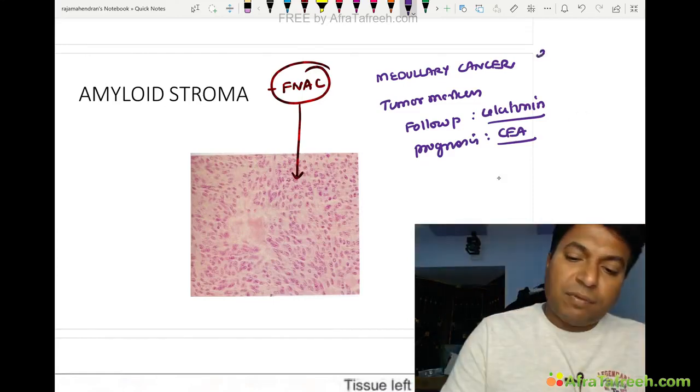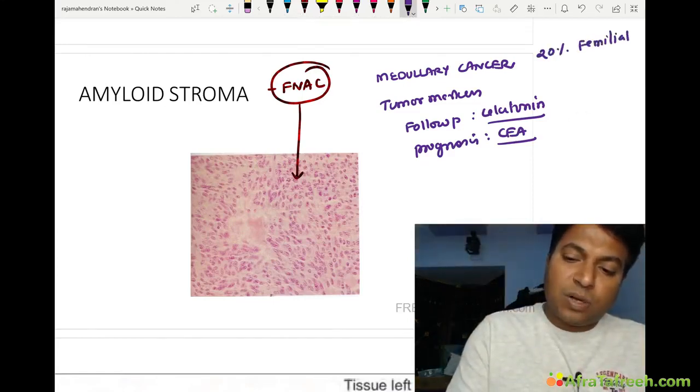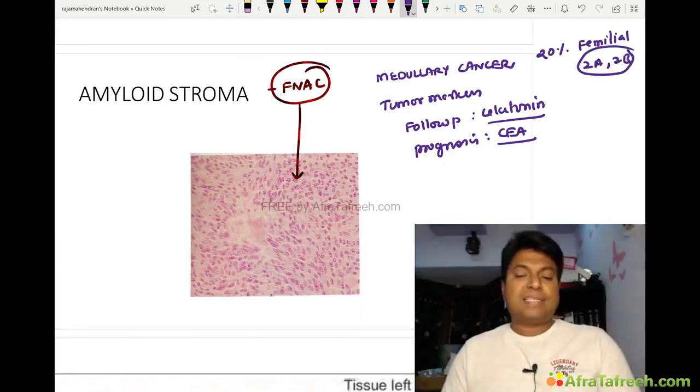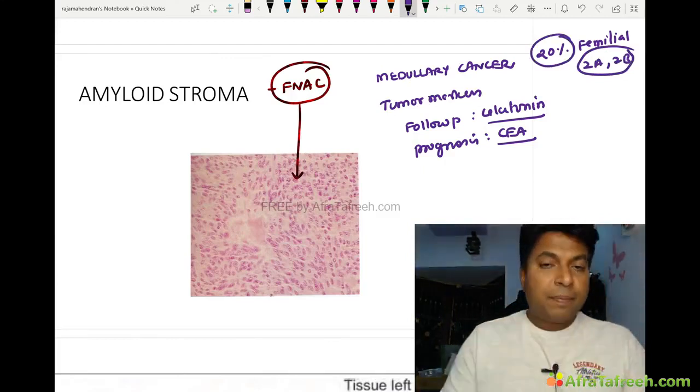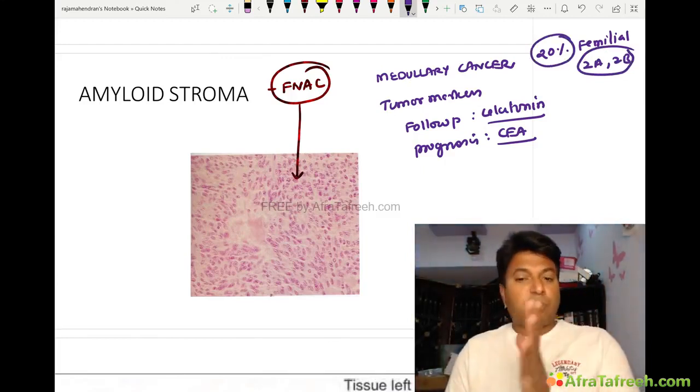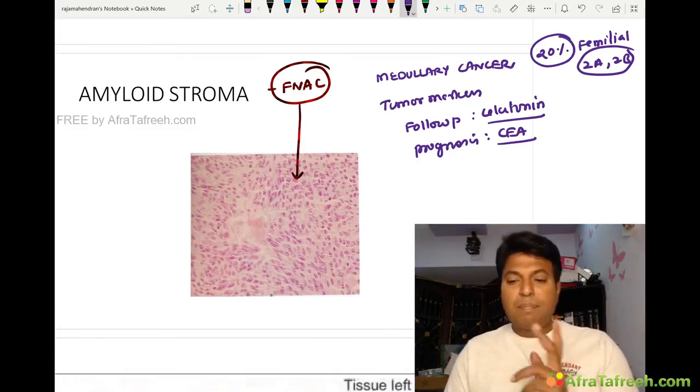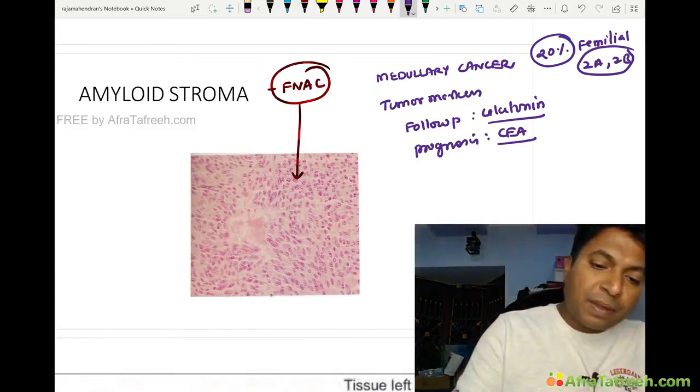So 20% of them can be familial, running with the help of MEN2A syndromes. MEN2A and 2B syndromes will be running in medullary cancer in 20%, not the majority. 80% are sporadic only. Please remember, 80% of medullary cancers are sporadic, and only 20% will have familial MEN2A, MEN2B syndromes.